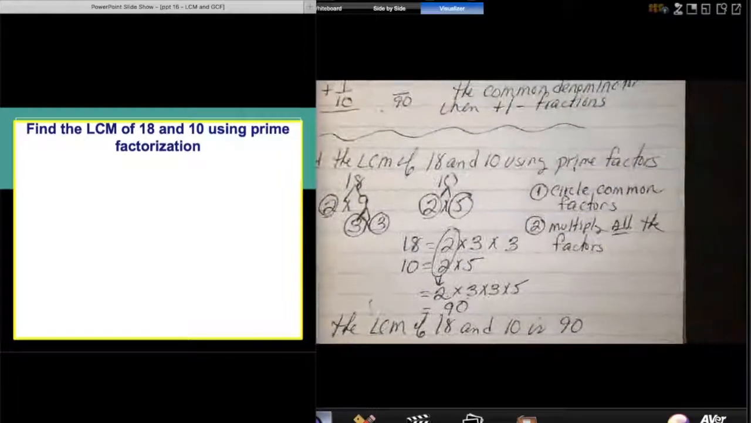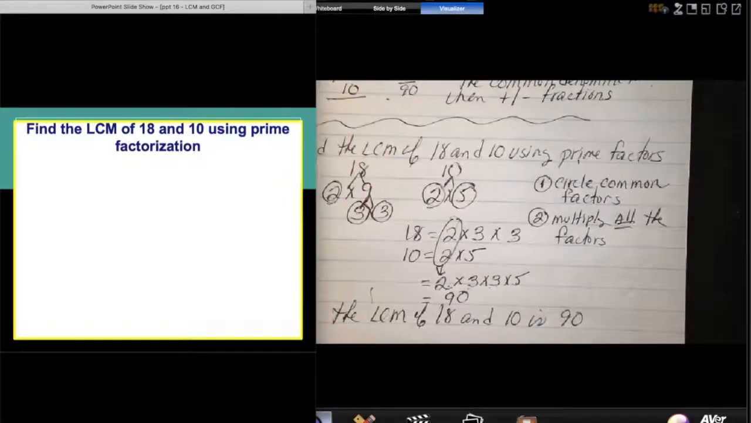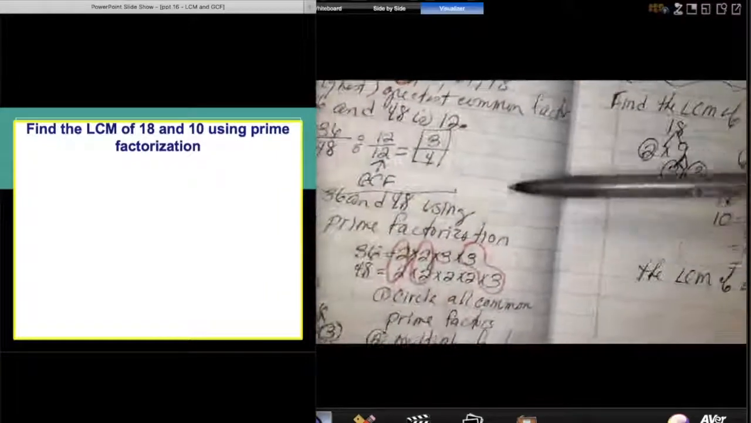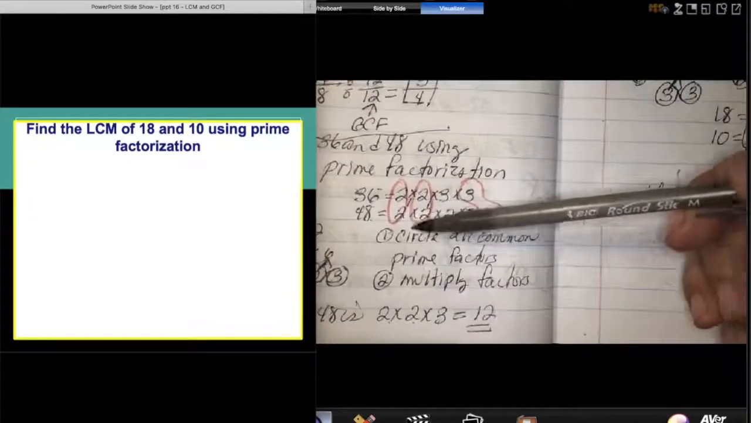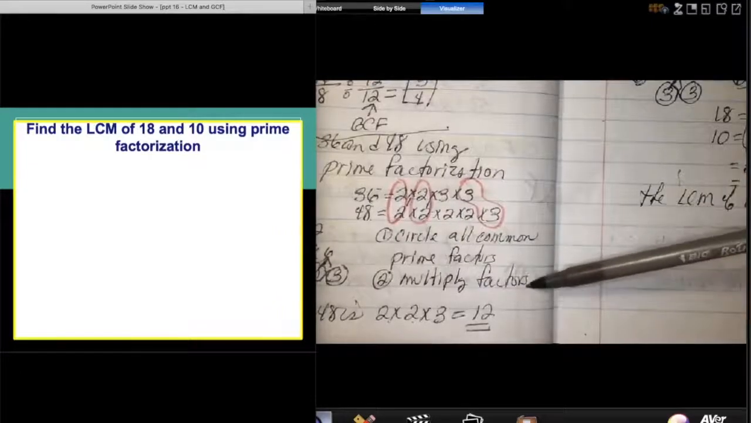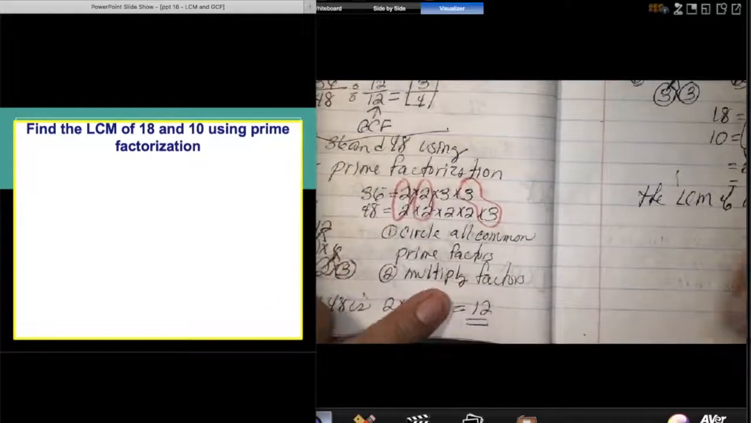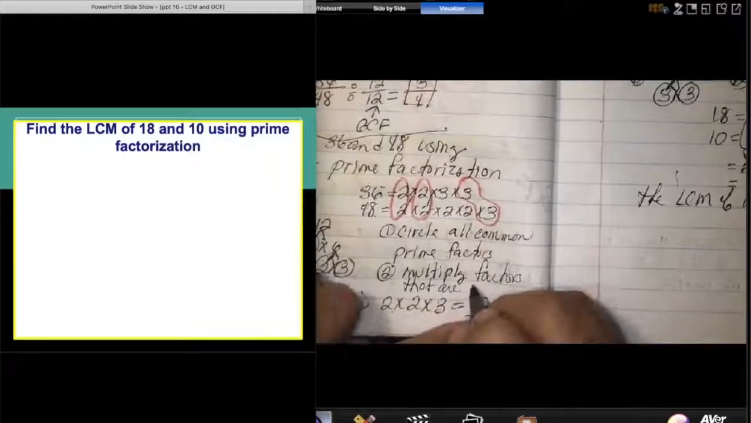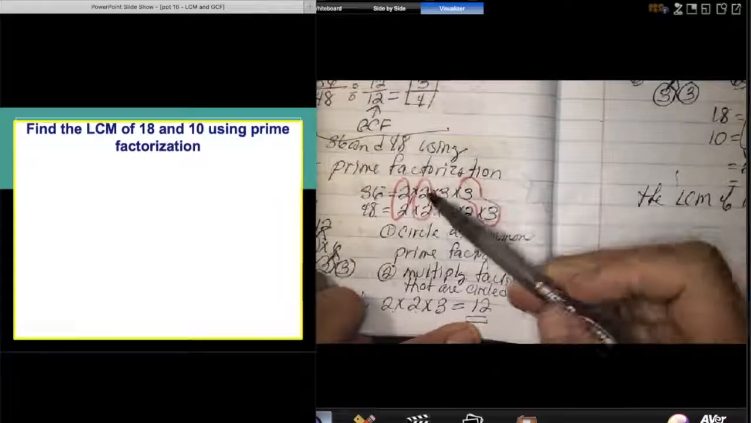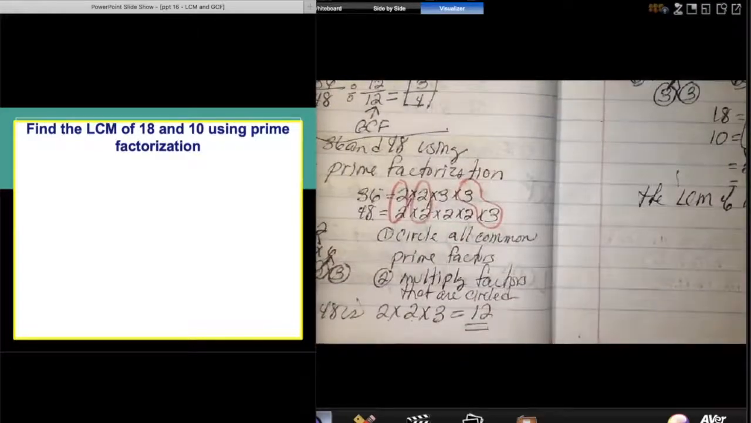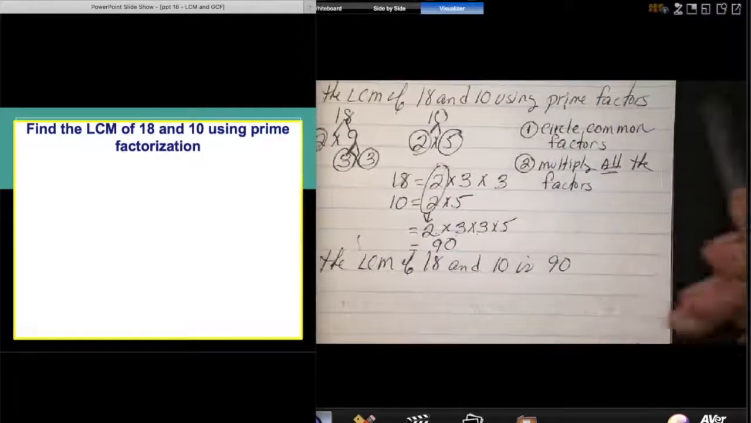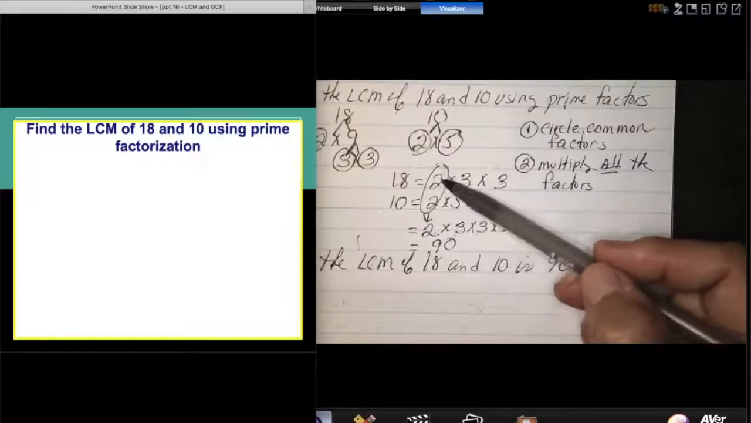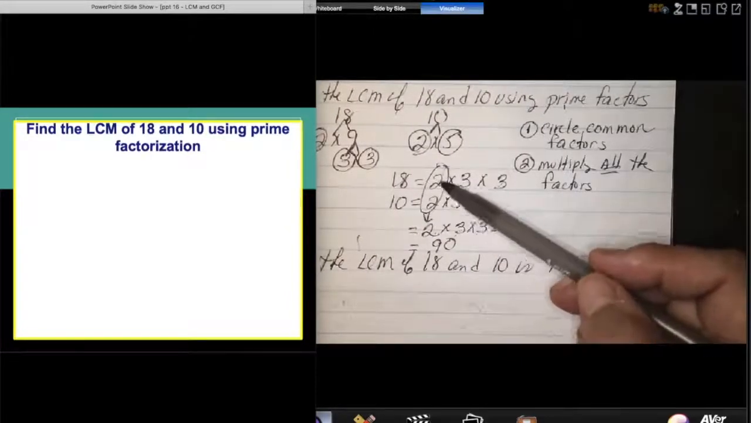Okay, so let's look at this again. In order to find the LCM using prime factors, we circle all the common factors. Well, we did that earlier in GCF. Yes. But in the GCF, we only multiply the factors that we circled. Maybe we should write that down. Only multiply the factors that we circled. Here, I only multiplied 2, 2, 3. In the LCM, we're going to multiply all the factors. The number that's duplicated, that's duplicate in the top and on the bottom that we circled, we only multiply once.